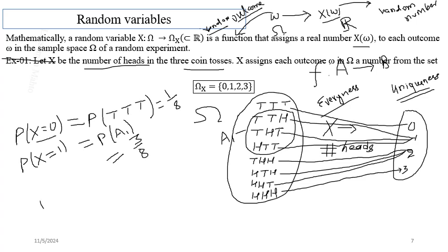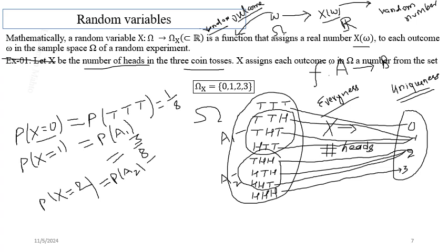If I am asking to compute probability of the random number X equal to 2, that means it is equivalent to say that these are the outcomes. What are the pre-images of X equal to 2? So you have to call it A2. Probability of X equal to 2 is equal to probability of A2. How many outcomes you observe in A2? 3 outcomes. Each outcome is having probability 1/8. So the probability of A2 would be what? 3/8.